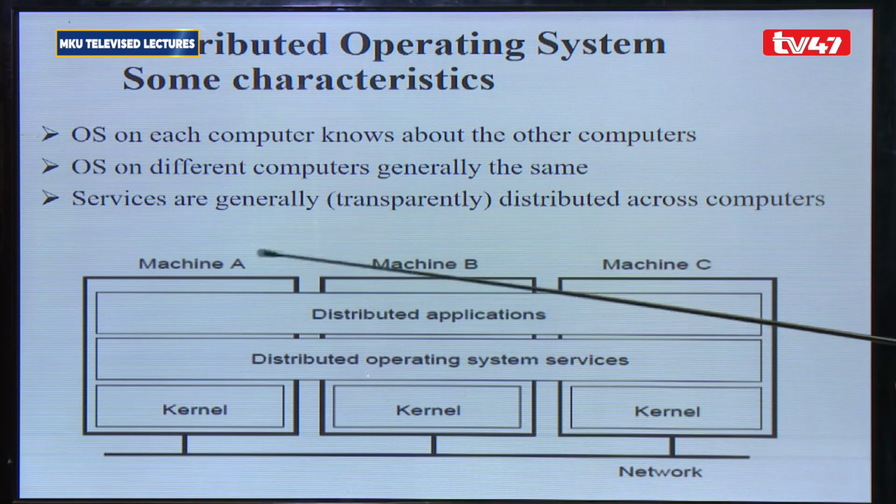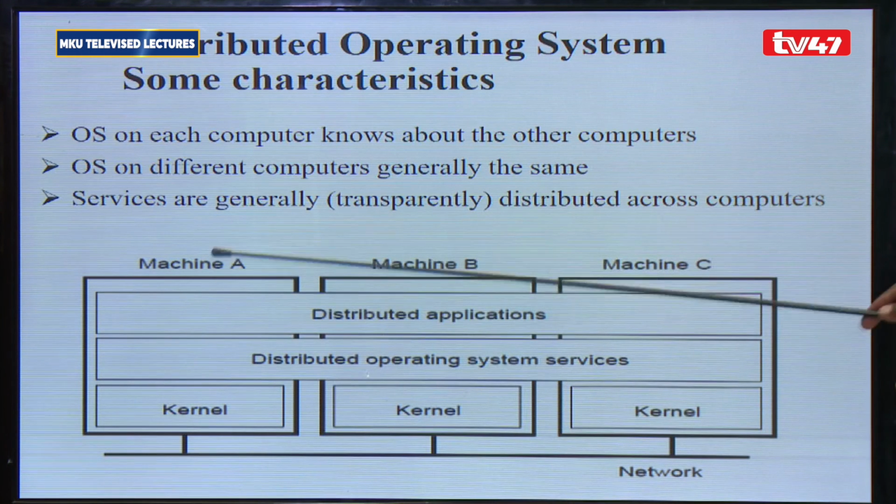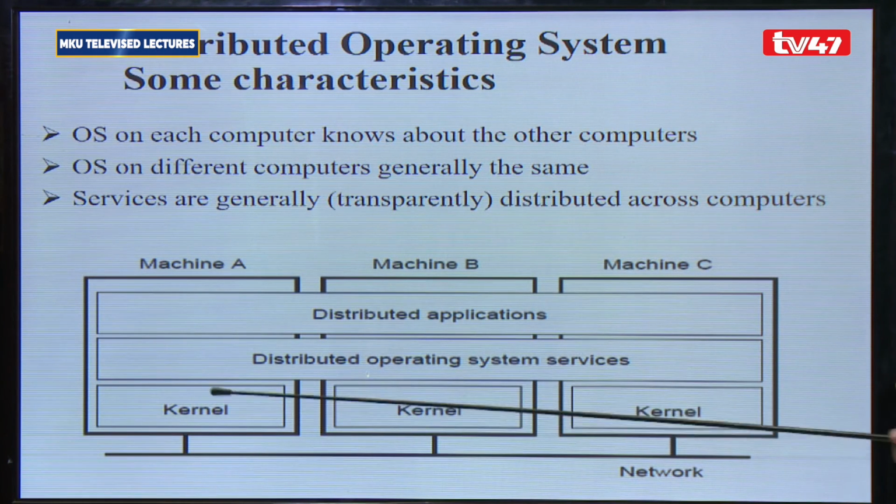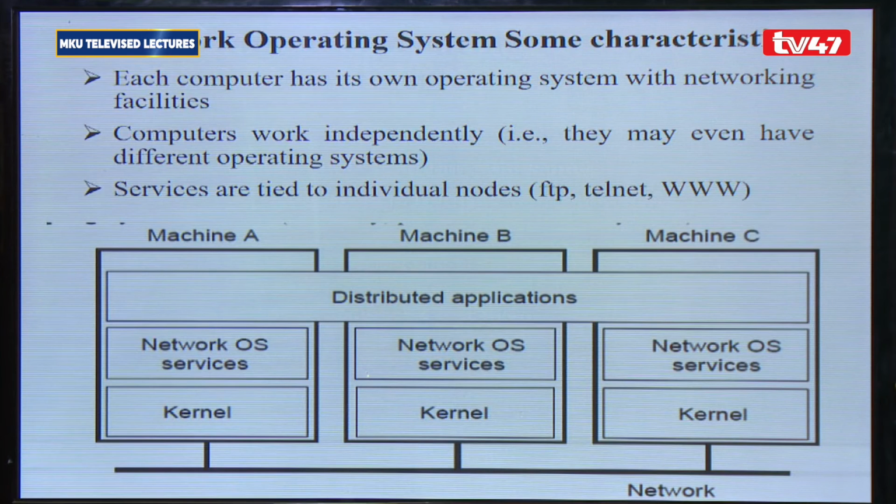You can see we have machine A, machine B, and C. We have the distributed application. When you talk about application, we're talking about software that does specific tasks, right? Working on a specific task. The next thing is a distributed operating system. That's more like a server. And then we have the kernel, and then we have the network. All these we'll be discussing in our next lesson, so don't be scared when you see a new one, because I'm sure most of you haven't seen these since you joined this class.